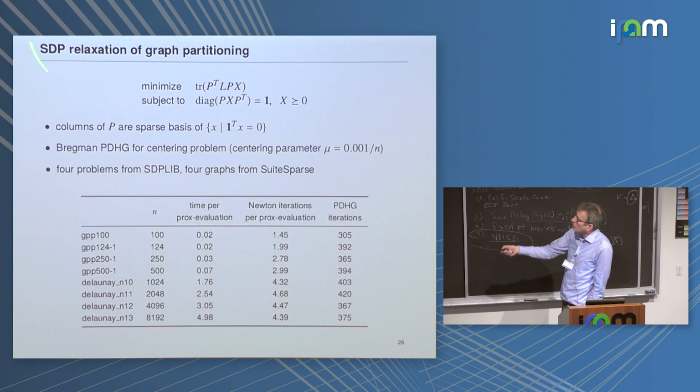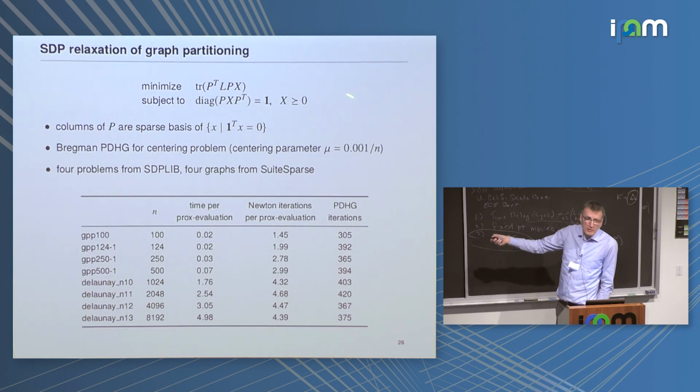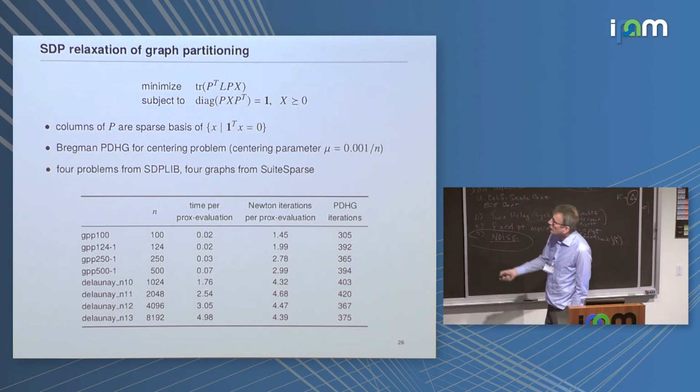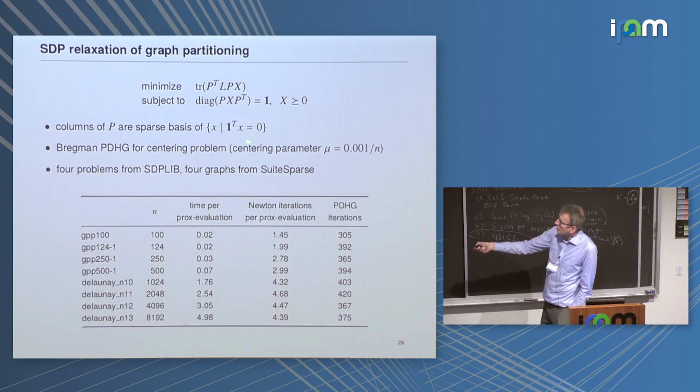This is a more complicated problem. That's a graph partitioning relaxation, where you partition a graph in two equal sets. So it's more dense because P here is a sparse basis for the complement of the ones vector. But again, we can solve fairly large problems.